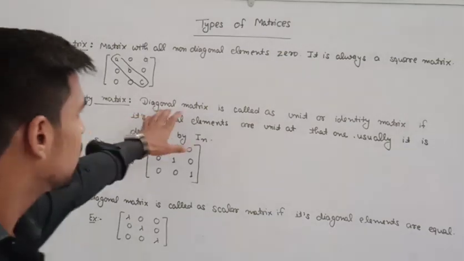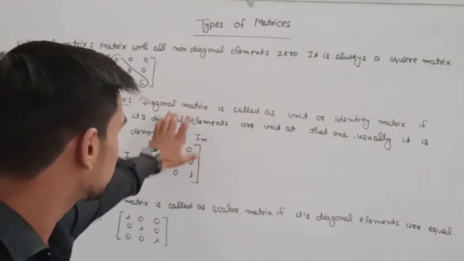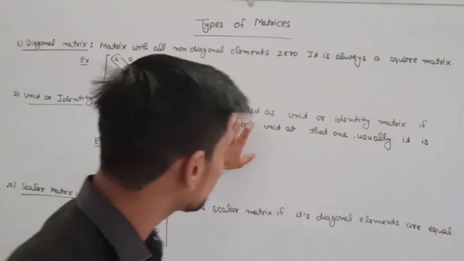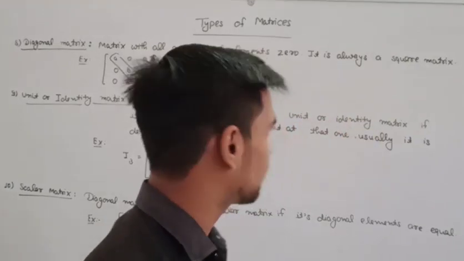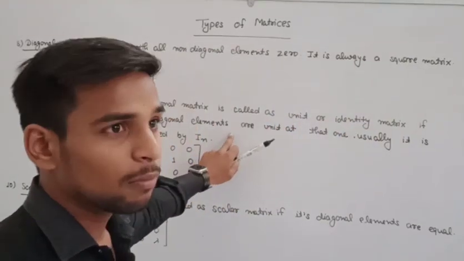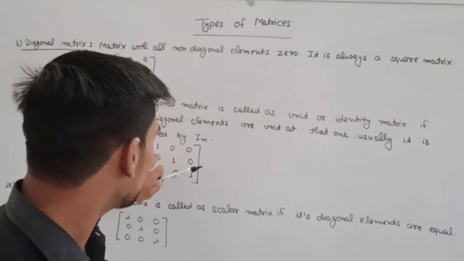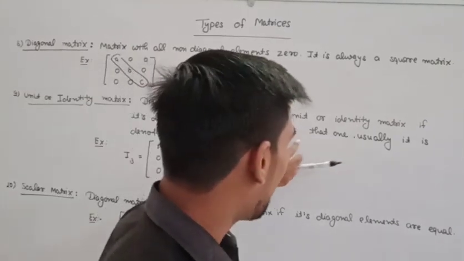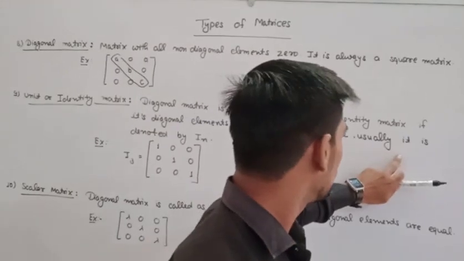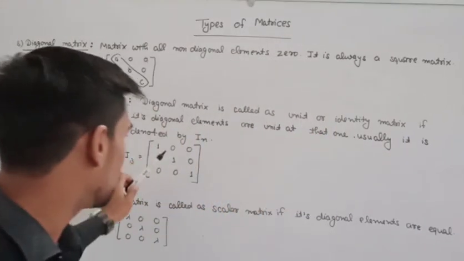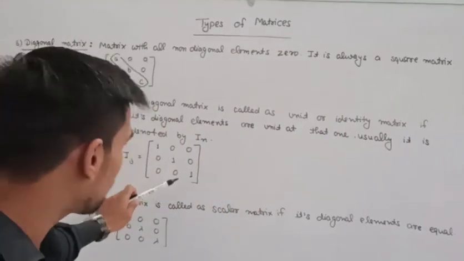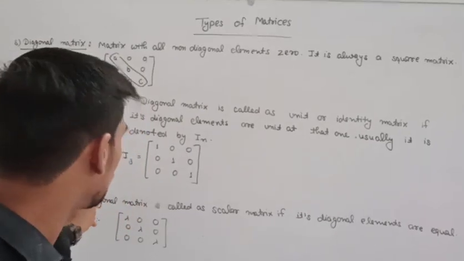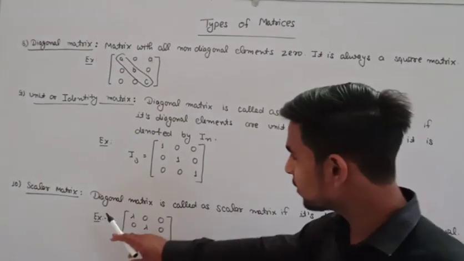The next type of matrix is the unit or identity matrix. Here we can see that it is also a diagonal matrix. So the diagonal matrix is called the unit or identity matrix if its diagonal elements are unit. Here we can see that every diagonal element is 1, and it is usually denoted by In. Here the order of the matrix is 3 cross 3, so it is denoted by I3.